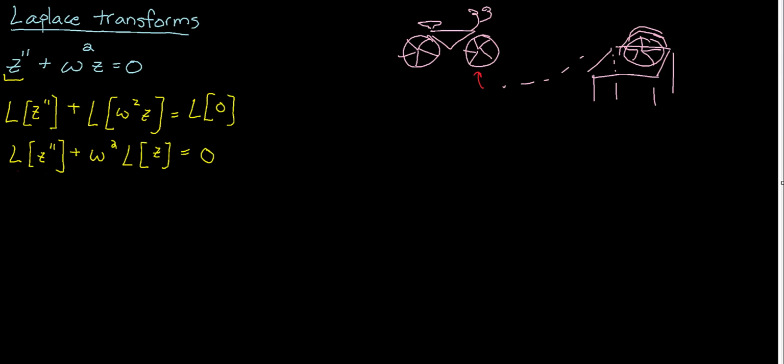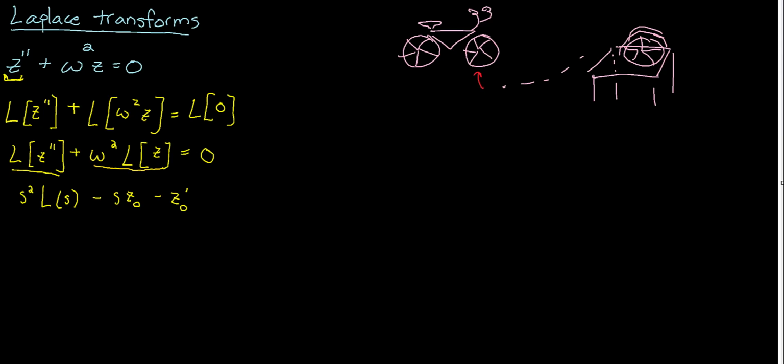So the first thing I need is s squared. Okay, so to apply the Laplace transform, for this first piece right here, I'm going to have s squared times the Laplace transform of z, minus s times my initial value, z, I'm going to call it z naught, or z of 0, minus the first derivative at time equals 0. And that's it.